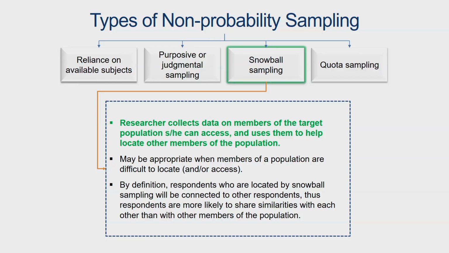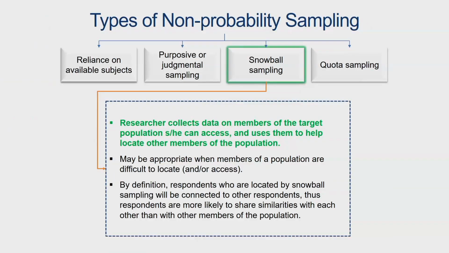Now, snowball sampling may be appropriate when members of a population are difficult to locate or access, and by definition respondents who are located by snowball sampling will be connected to other respondents; they know them. So, respondents are more likely to share similarities with each other than with other members of the population, and therefore, again, we cannot draw inferences for the entire population.